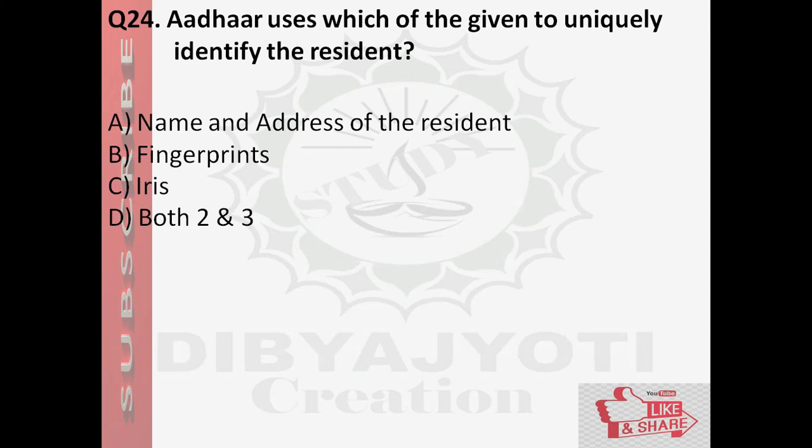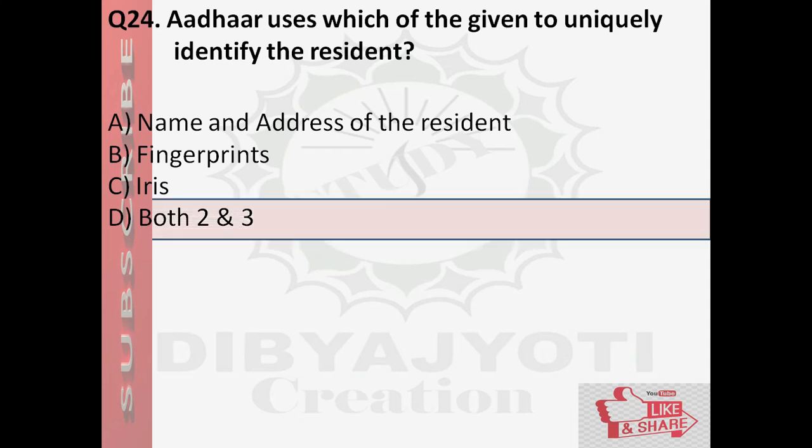The next, Aadhaar uses which of the given to uniquely identify the resident? Option A, name and address of the resident. Option B, fingerprints. Option C, iris. Option D, both 2 and 3. And the answer is option D, both 2 and 3.